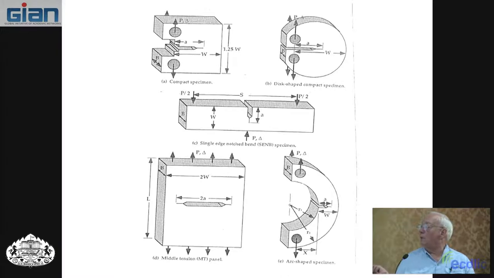Some of the other specimens that could be used, and people use them sometimes for special applications, one is called disc compact, is this one, and it's used if you have round product form and don't want to make a rectangular shape, and just want to use a round product form.